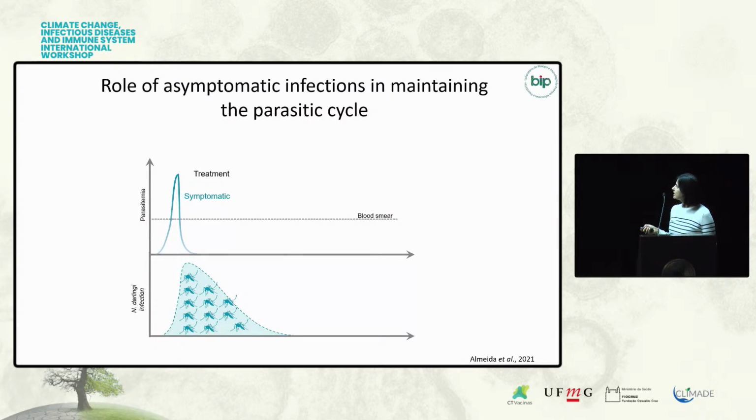So the model is that the symptomatic have high parasitemia, but they are diagnosed, treated, and then the transmission stops. But when we have asymptomatic, we have this fluctuating and also low parasitemia. And since these patients are not treated, this low parasitemia infects mosquitoes for longer.